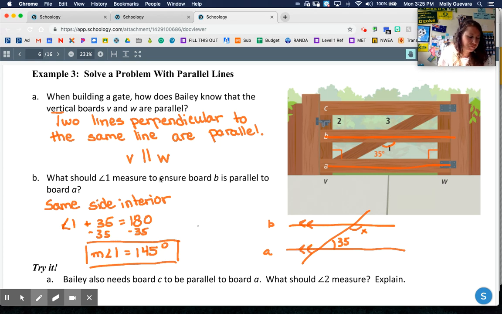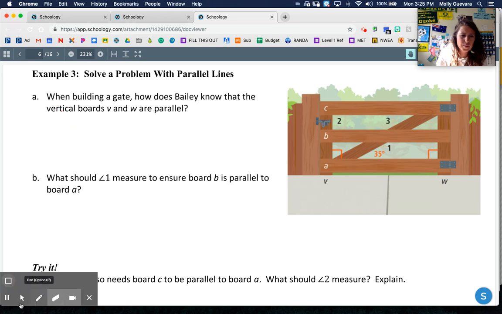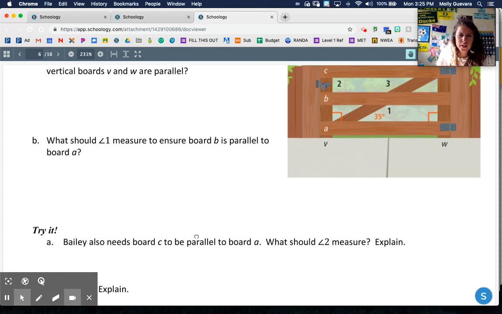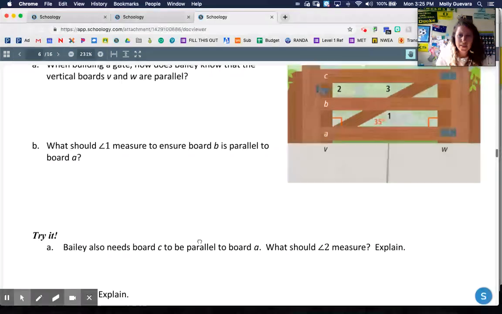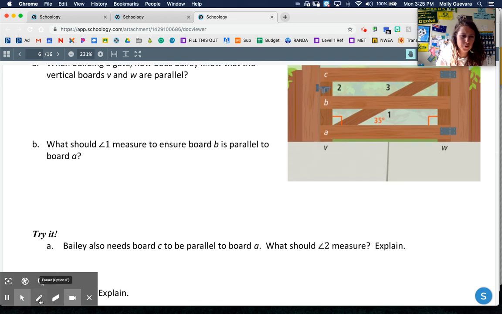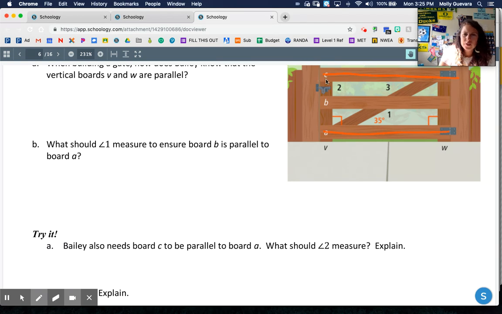Okay. And then let's look at our last two. This might be kind of hard for me to fit the picture and the question together, but we'll do the best we can, okay? Bailey also needs board C, right there, to be parallel to board A. What should measure 2 equal? Okay, so measure 2 is right here. And here's 1.